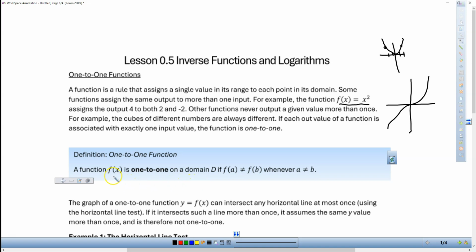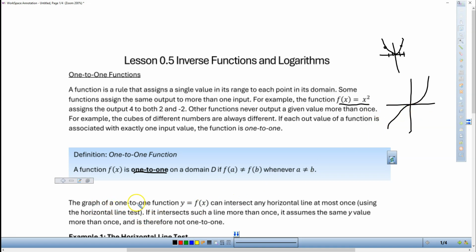And our definition states that a function f of x is one-to-one on a domain if f of a does not equal f of b, wherever a does not equal b. Here, of course, you can see that this is an example of a not one-to-one function, and this one is an example of a one-to-one function.